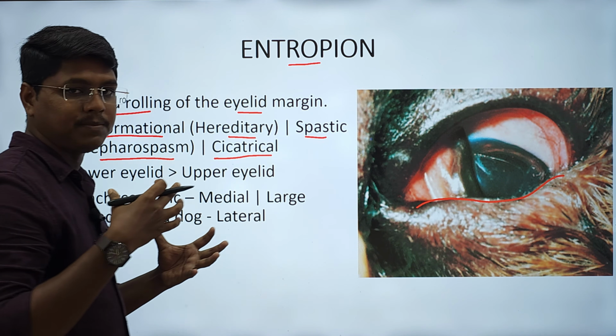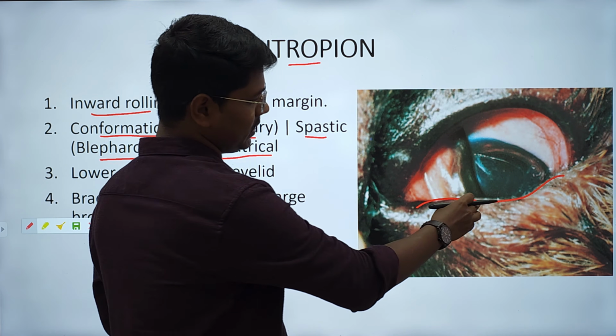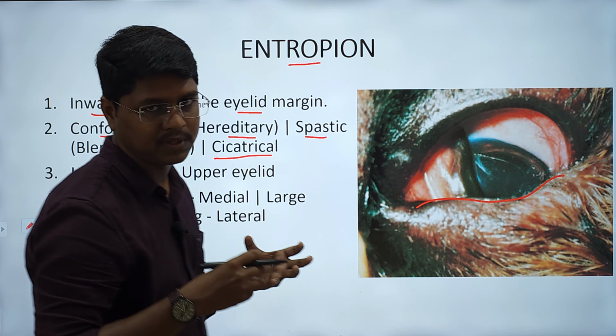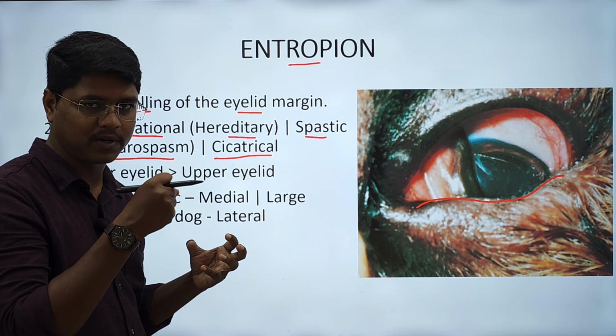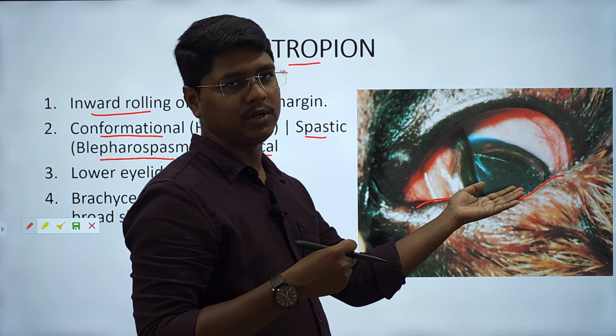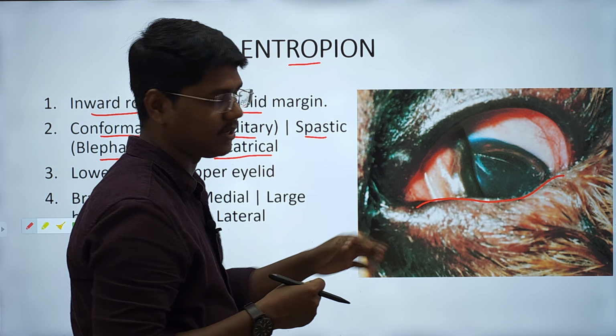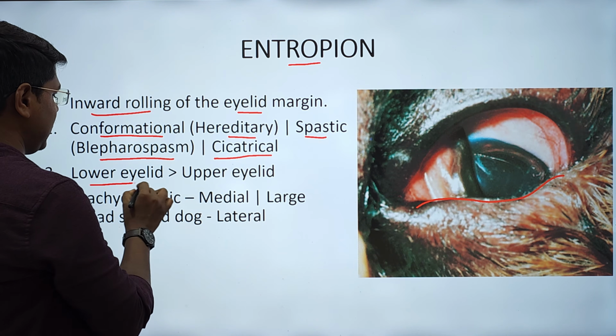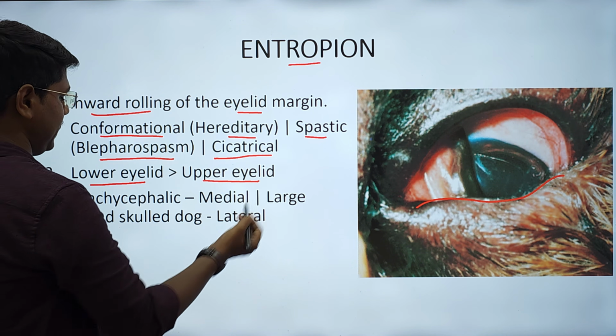Cicatricial simply means that suppose there is some injury. While healing from injury there will be scar formation. When there is scar formation, you know there will be contraction. So if there is abnormal contraction towards the eye, then it will invert towards the eye. The lower eyelid is more commonly affected than the upper eyelid.